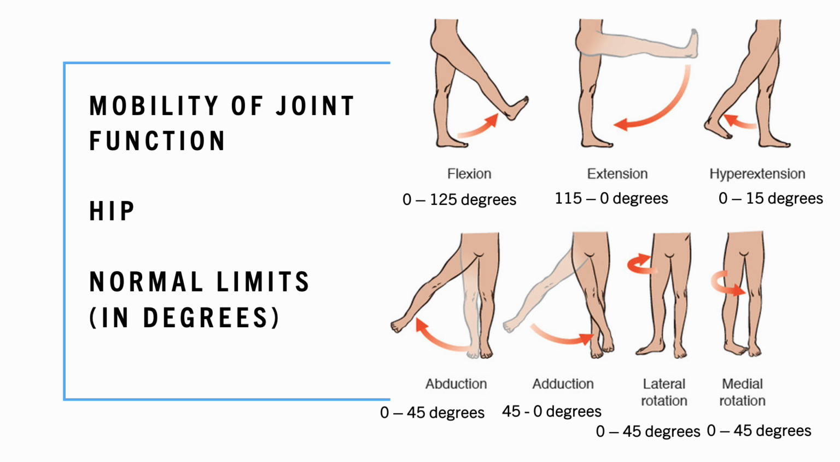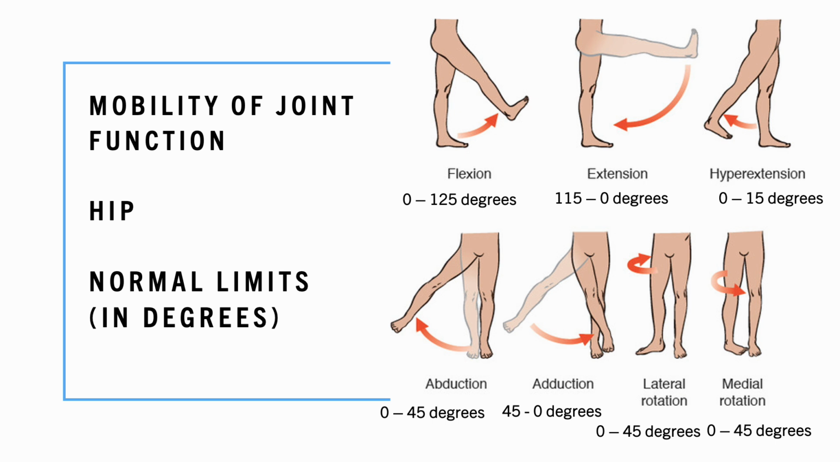Hip abduction, which is your leg moving out and away, and again, these diagrams have a pretty good snapshot of what that looks like, is 0 to 45 degrees. Hip adduction, moving towards the central axis of the body, is 45 to 0 degrees. Hip lateral rotation, the rotation away from the center of the body, is 0 to 45 degrees. Hip medial rotation is towards the body at 0 to 45 degrees.